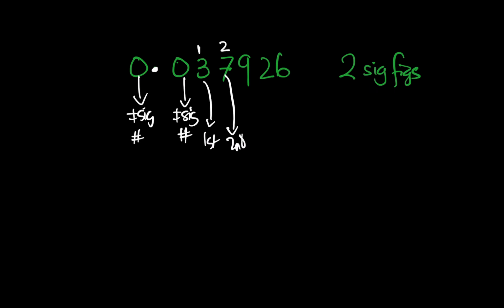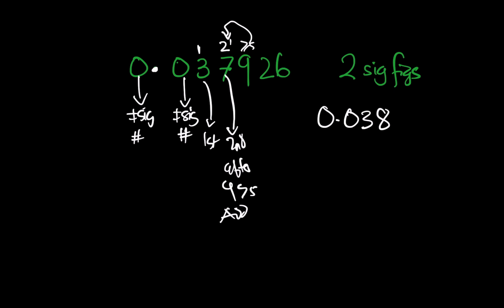Now remember, the number after is 9, and it's greater than 5, so we add 1 here. And when we do that, we're going to get 0.038. Can you see that? We add 1 to this 7, it becomes 8. So this becomes 2 sig figs. And you can always check, because these zeros are not counted, and this is our first significant number, and this is our second. So our answer remains in 2 sig figs.